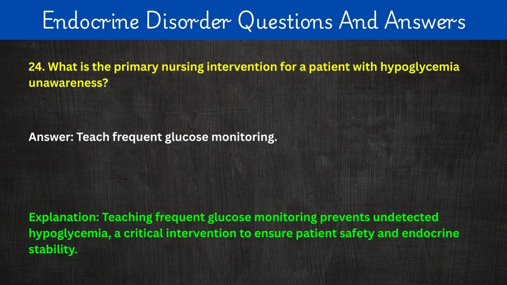24. What is the primary nursing intervention for a patient with hypoglycemia unawareness? Answer: Teach frequent glucose monitoring. Explanation: Teaching frequent glucose monitoring prevents undetected hypoglycemia, a critical intervention to ensure patient safety and endocrine stability.